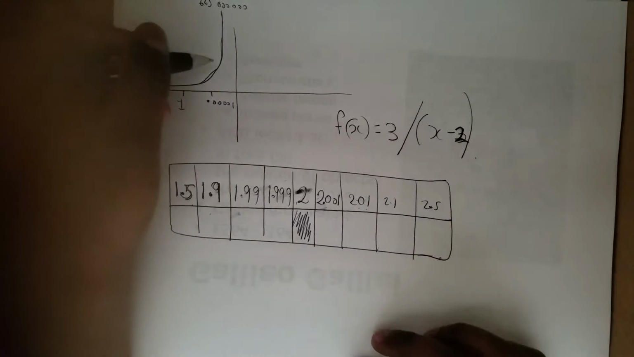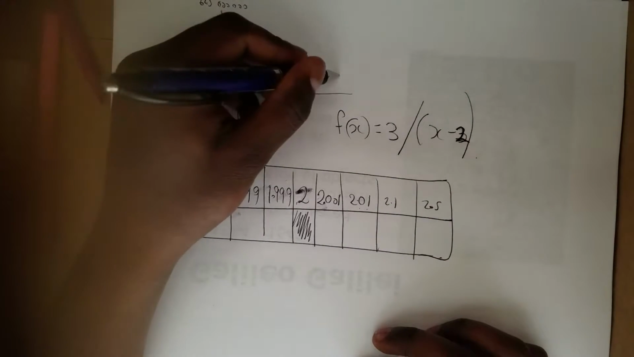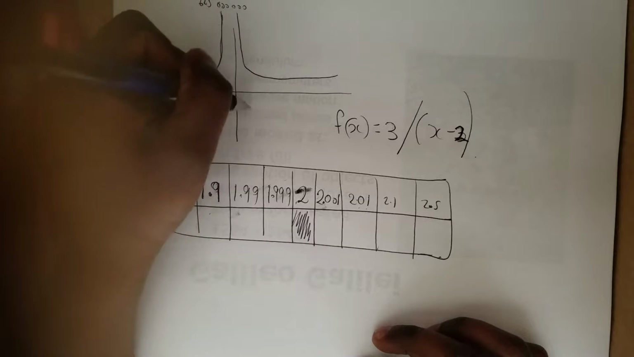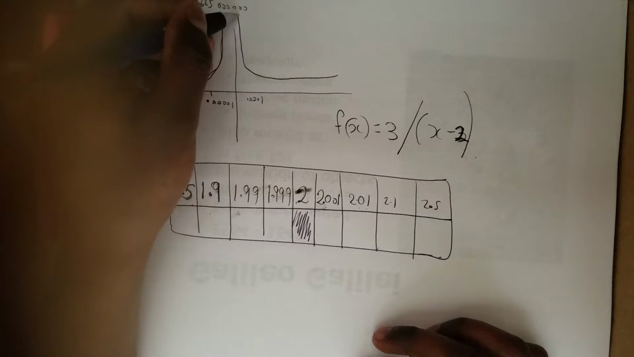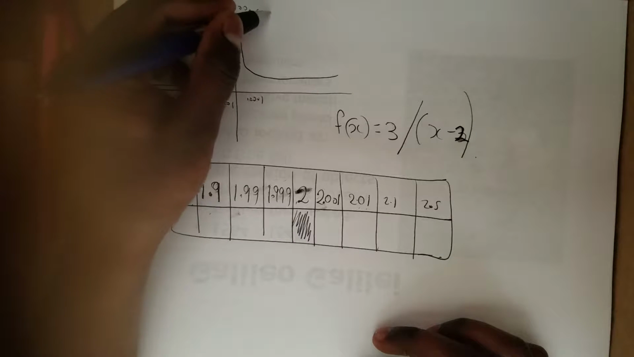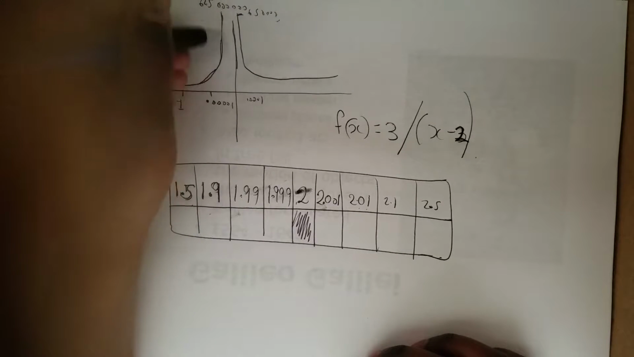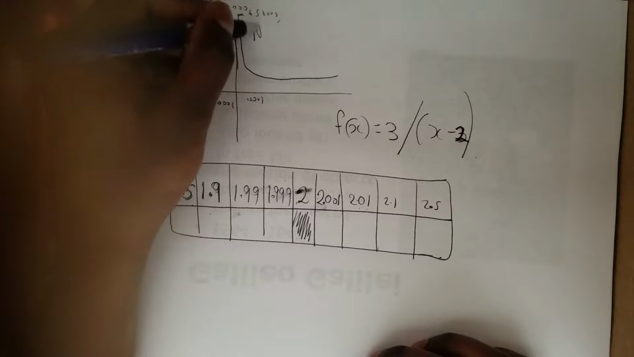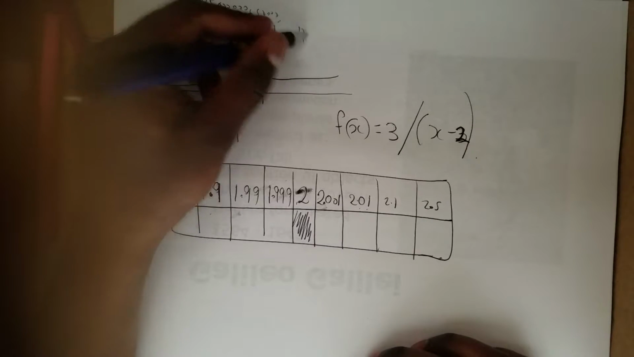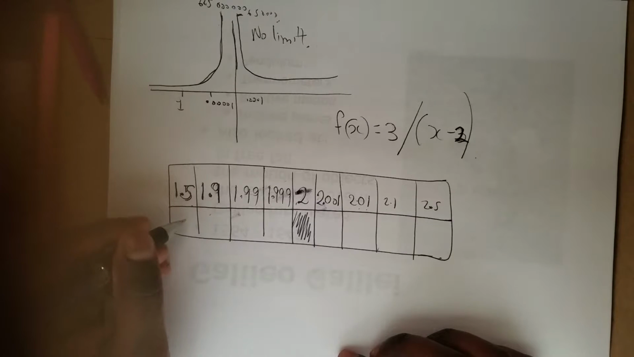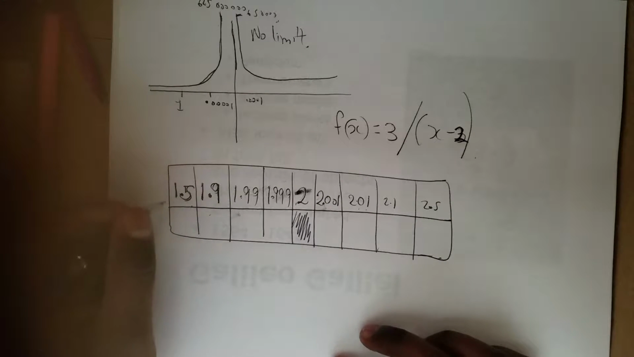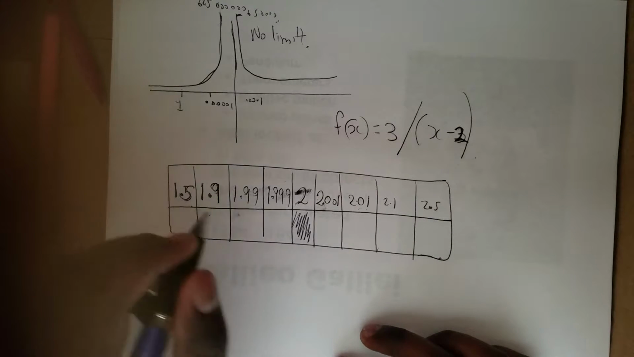The limit of this one is that there is no limit when the graph comes in, because as the graph gets closer to a number, the values just keep getting bigger and bigger. The difference between this, which is no limit, and this is that the graph tends to get bigger and bigger as you get closer and closer to 2.